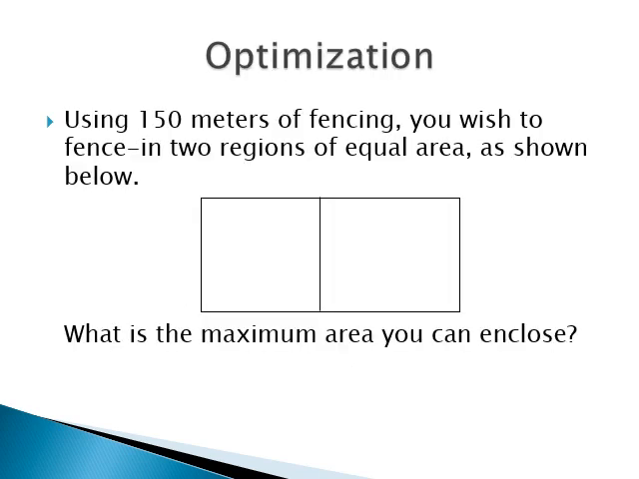Optimization. We want to find the maximum possible area, and you did this last year, and probably in Algebra 2 as well, but you did this by using the graphing calculator and finding the maximum that way. We're going to see the actual mathematical way to find a maximum or a minimum.